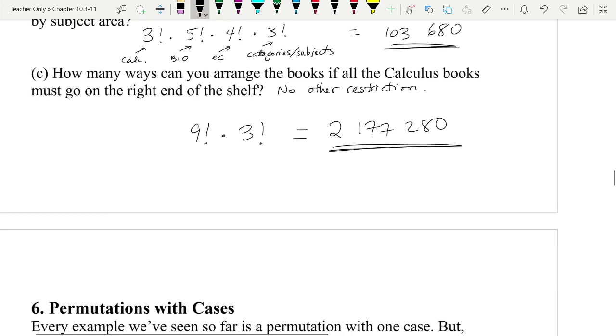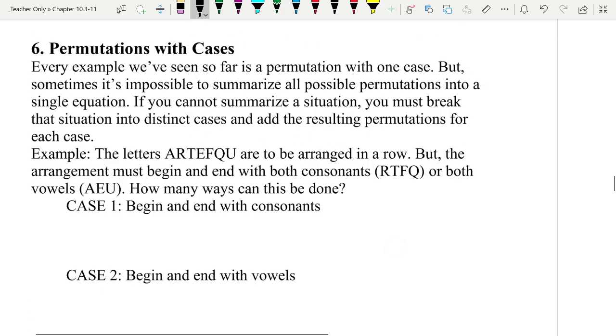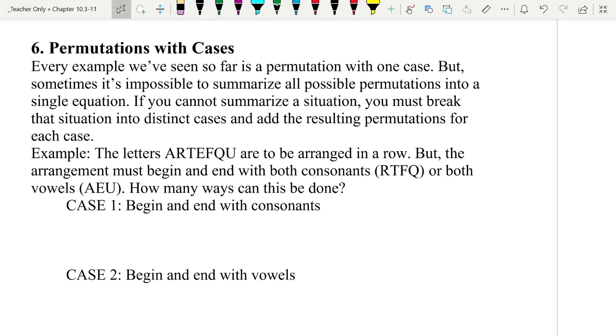Next is cases. Every example we've seen so far is a permutation with one case. But sometimes it's impossible to summarize all possible permutations into a single equation. If you cannot summarize a situation, you must break that situation into distinct cases and the resulting permutations for each case. For example, the letters A, R, T, E, F, Q, U are to be arranged in a row, but the arrangement must begin and end with both consonants or both vowels.